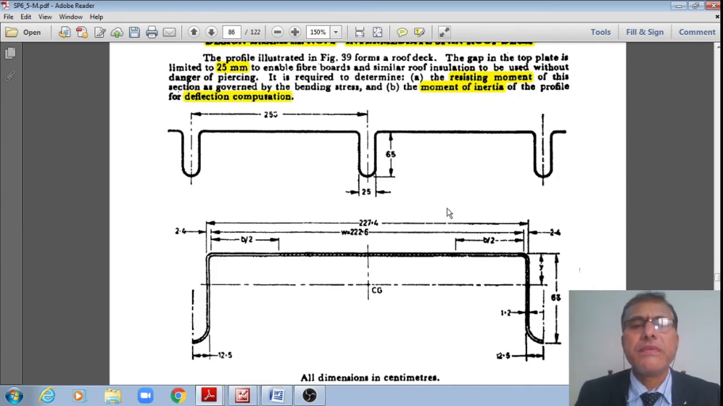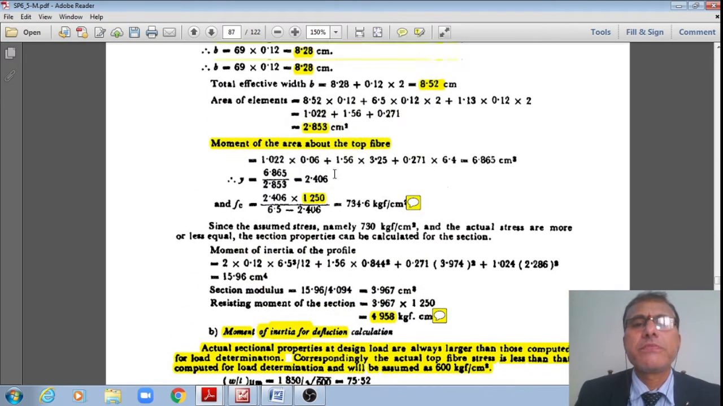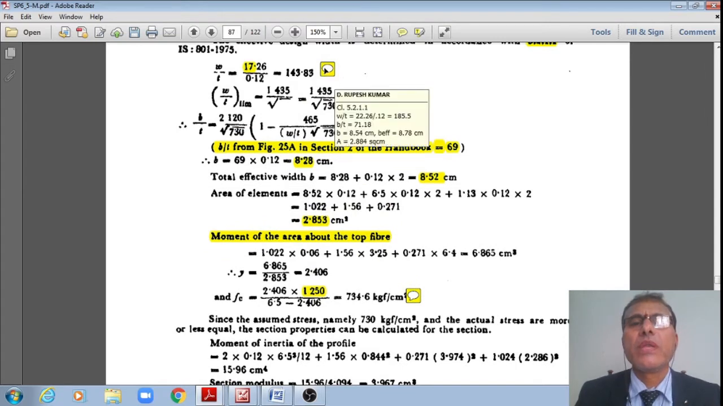Let us revisit this, right? Therefore, out of 222.6, 8.78 is only effective. 8.78 divided by 2 means 4.36 here. 4.36 centimeter is only effective. The rest of the central portion has already yielded, and it will not be effective. That is what is called the ineffective area. Only at the ends, this b by 2 and this b by 2, is effective, right? That is how b by 2 plus b by 2 is b. This much of length is only effective.